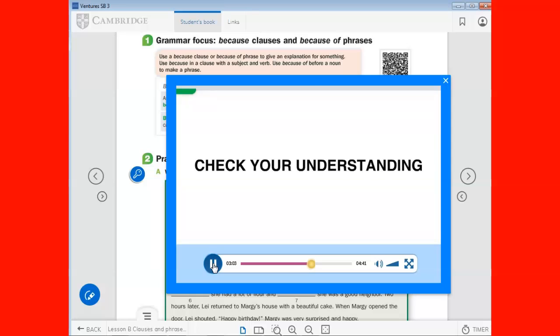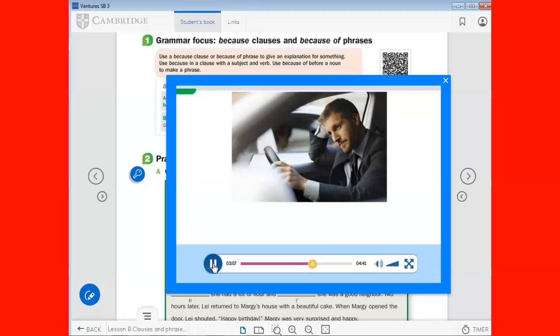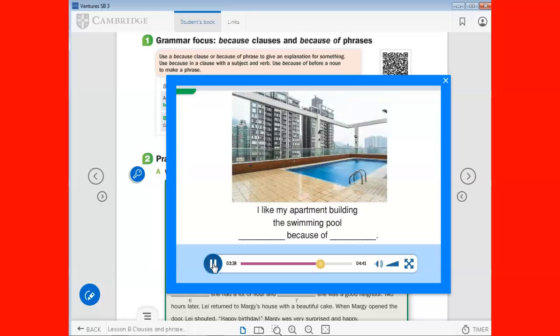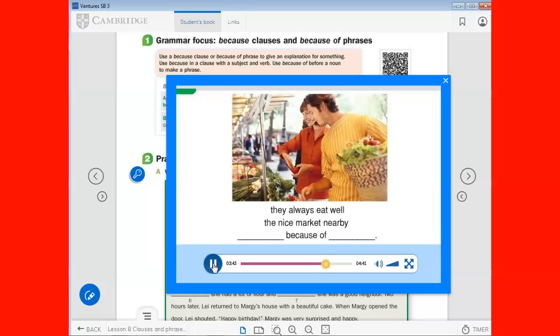Check your understanding. Look at the picture. Read and listen to the clause and the phrase. Use them to complete the sentence. He wants to move. The very heavy traffic. He wants to move because of the very heavy traffic. I like my apartment building. The swimming pool. I like my apartment building because of the swimming pool. They always eat well. The nice market nearby. They always eat well because of the nice market nearby.